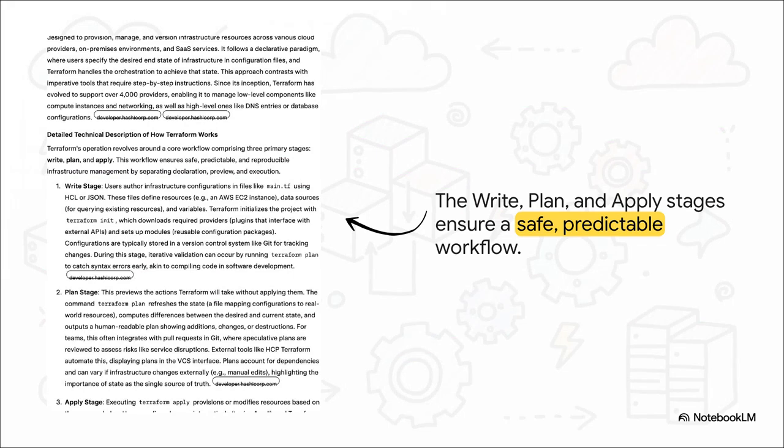And this here really brings that workflow to life. You see, you start by writing your infrastructure in those files we talked about. Then comes the plan stage, and this is your critical safety check. Terraform looks at your code, compares it to what's actually running in the cloud, and tells you, hey, here's what I'm going to change. And that apply stage? That's just you saying, yep, looks good.